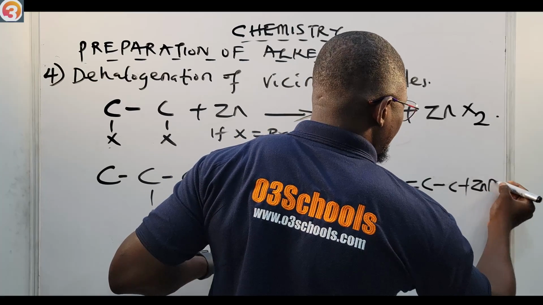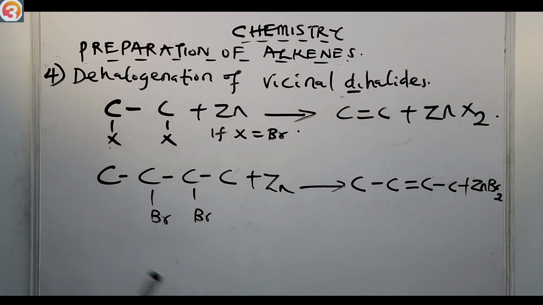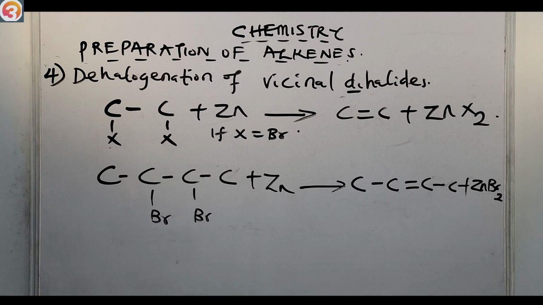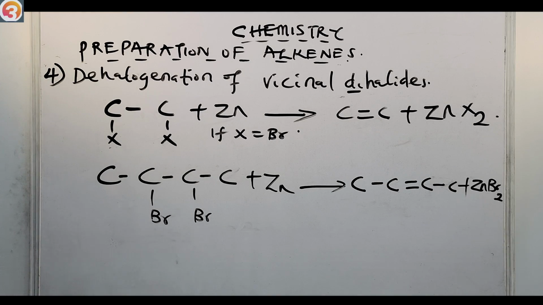ZnBr2. Very simple as A, B, C. So do not be scared about anything. It's very, very easy actually. So the halogenation of vicinal dihalides is another method for preparing alkenes.